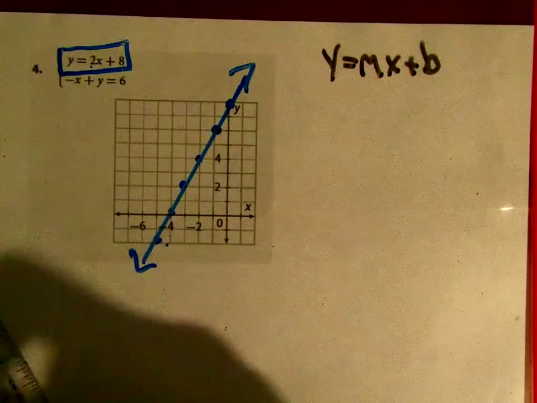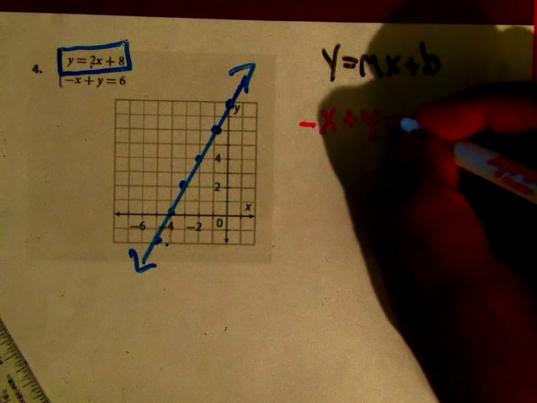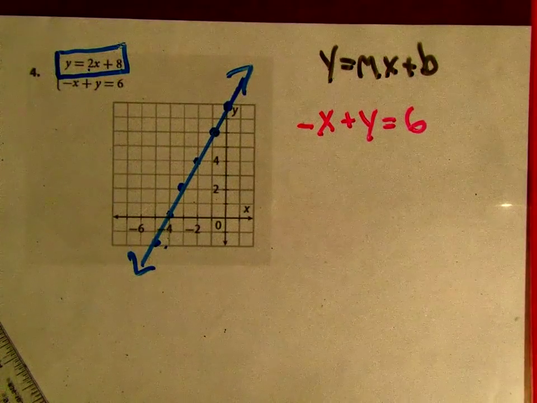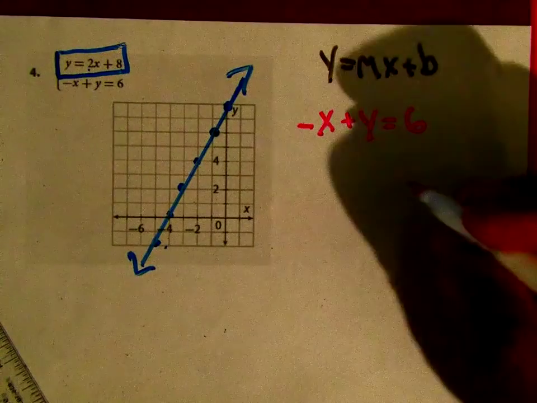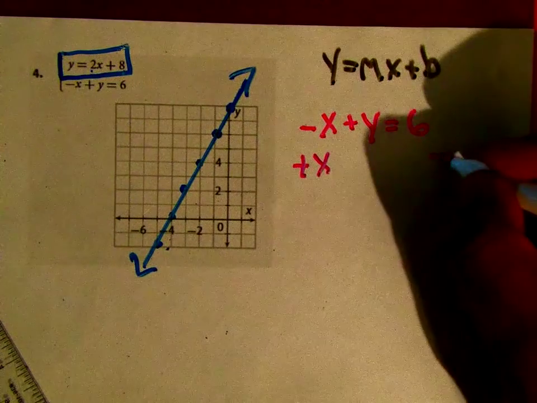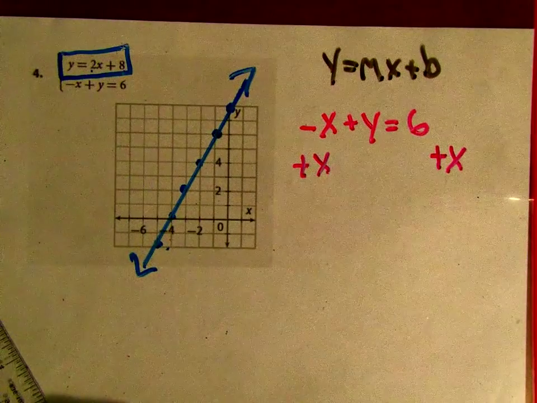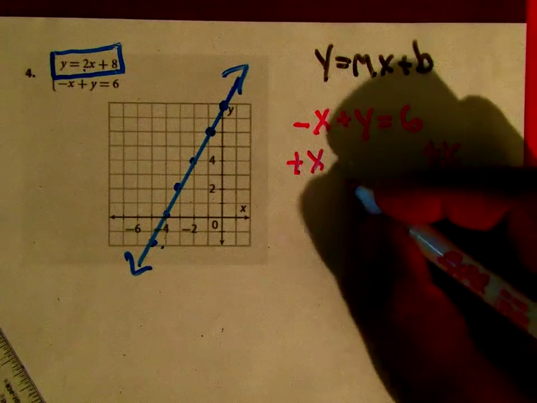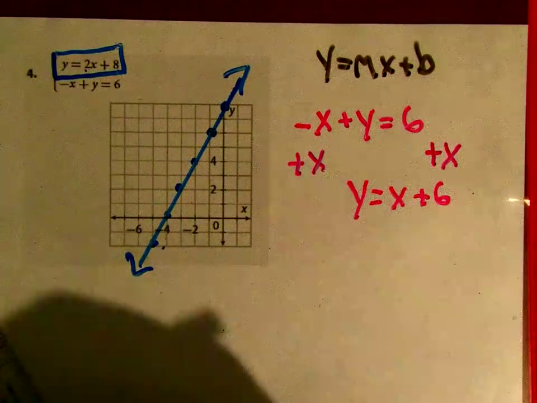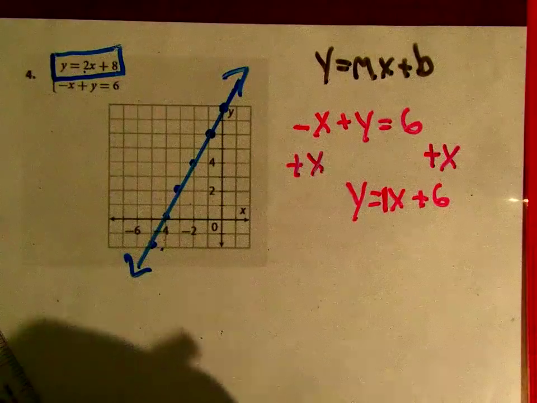Now I'm going to graph the other one, but it's not in slope-intercept form, so I have to put it in that form first. In order to do that, I have to get the y by itself, and it's over here with this negative x. So I'm going to add x on both sides. Then I bring down my y, have my x, and a positive 6. Now it's in the y equals mx plus b format with my slope being 1.